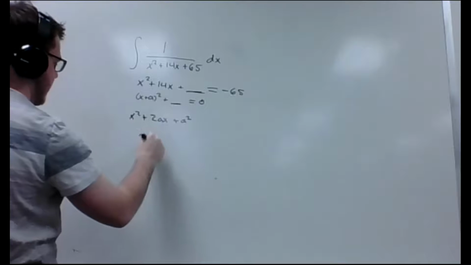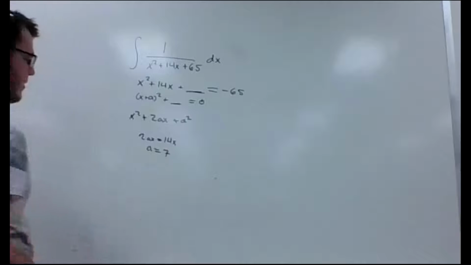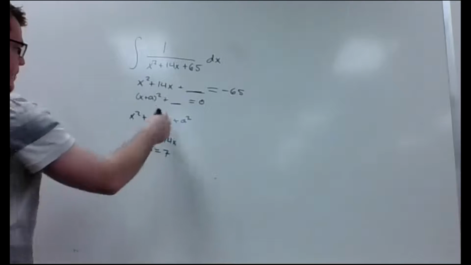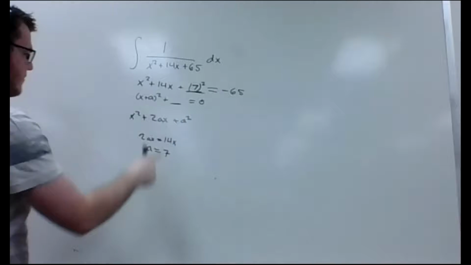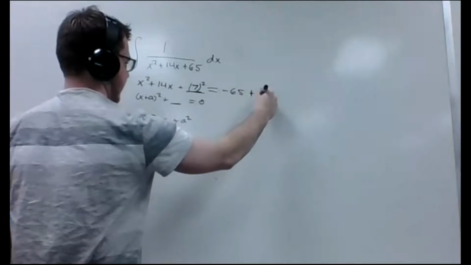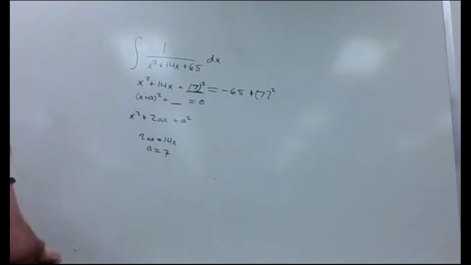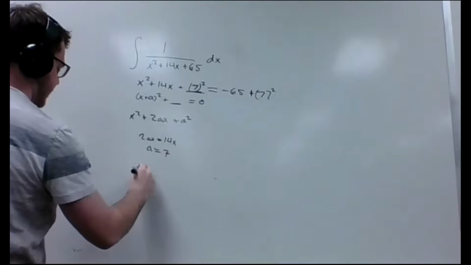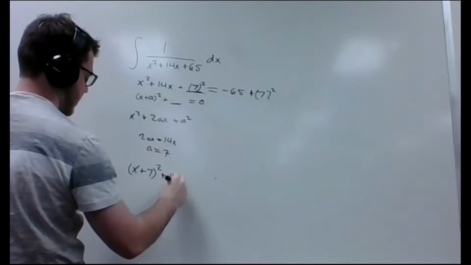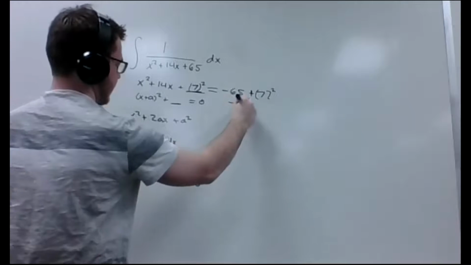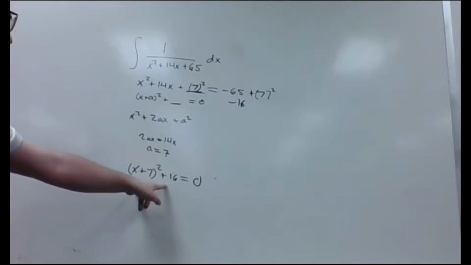So we can set 2ax equal to 14x, and we can say that a is equal to 7. So then this is going to be 7 squared, and if we do this to one side, we have to do it to both sides. We're left with 16. So then we have x plus 7 squared, and then this will be plus 16, because this comes out to be a negative 16 up here, and then we'll add it back over. So there's our square.